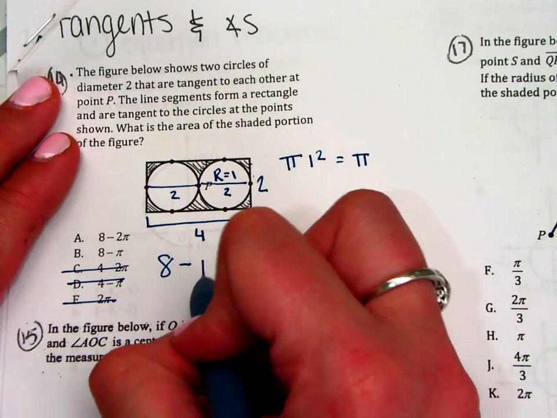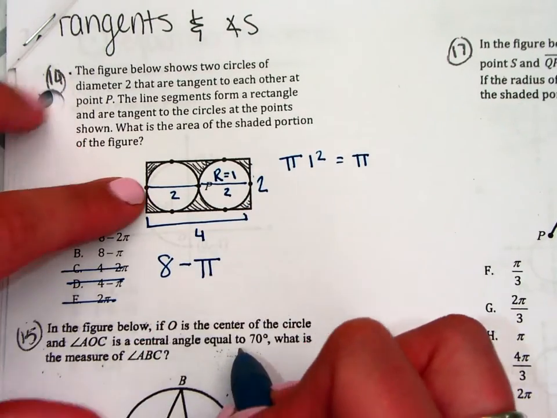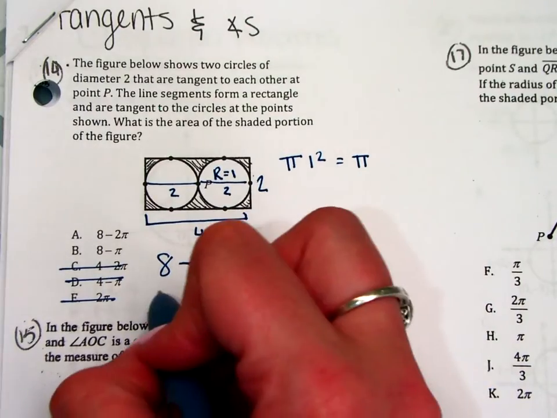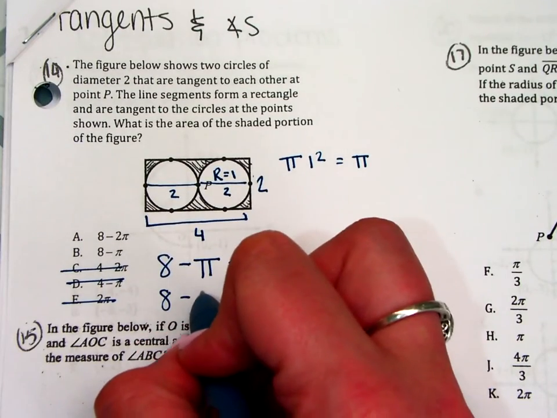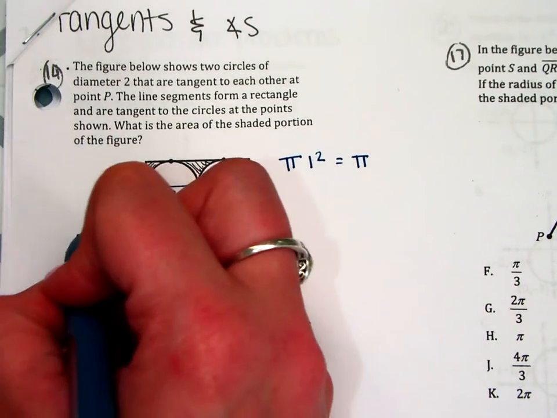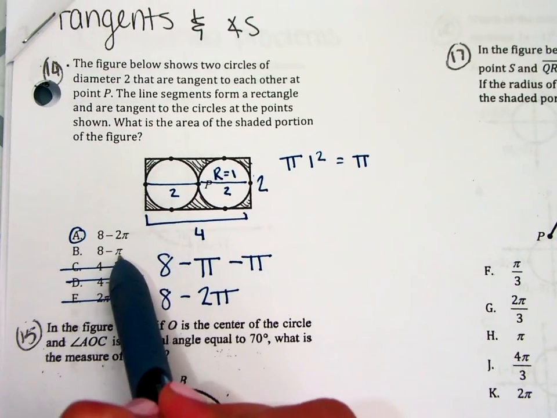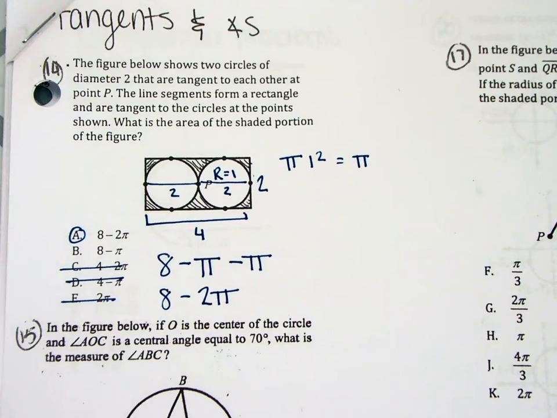So I'm going to subtract the area of the first circle. And these are both the same. So I'm actually subtracting the same area twice. So 8 minus pi minus pi, we get 8 minus 2 pi for option A. If you choose option B, you're only subtracting 1 circle area, and we need to make sure we're subtracting 2.